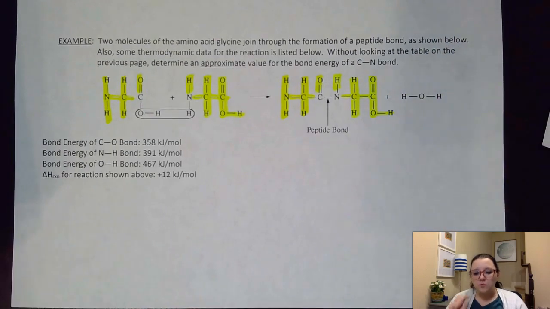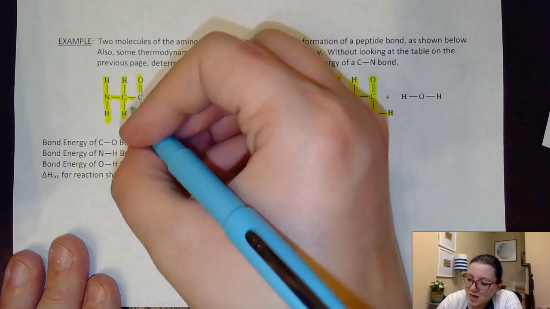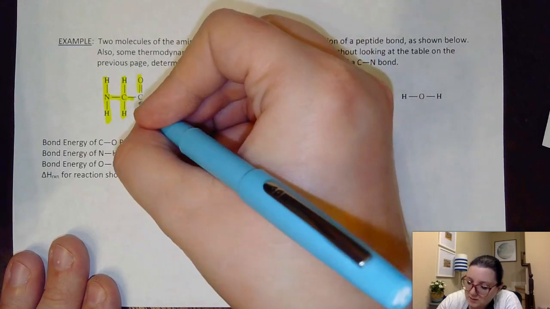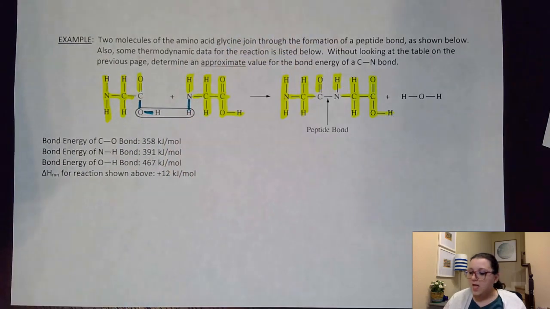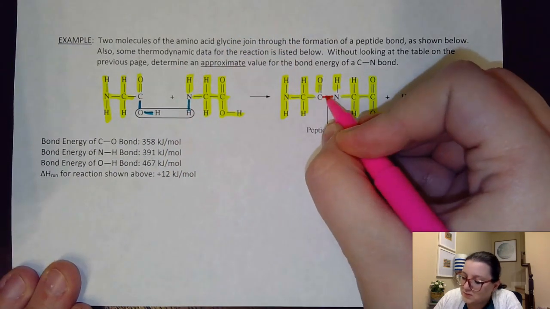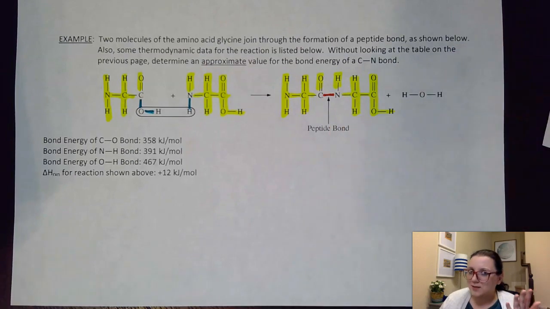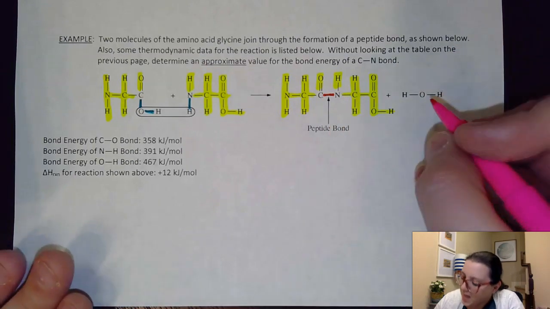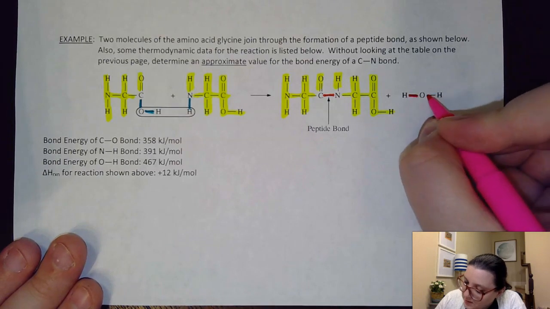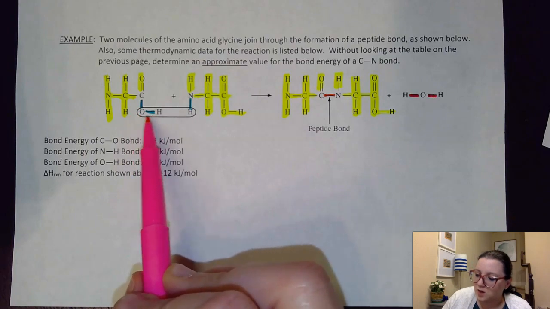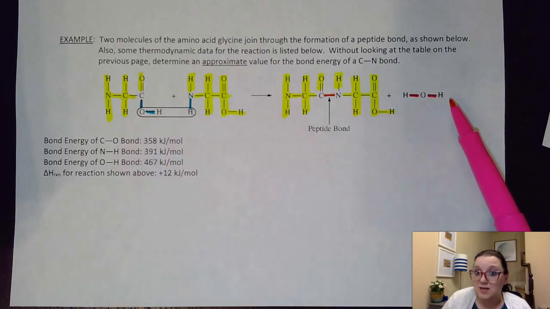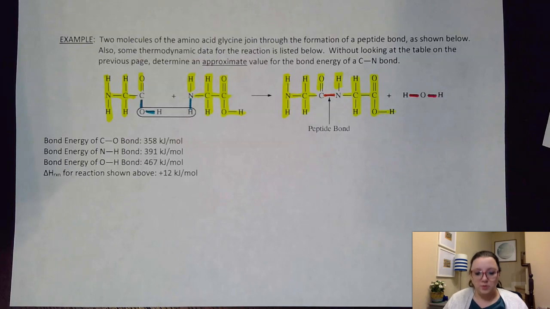So if I really pay attention to the things that specifically changed, I noticed that I had all of these bonds, this guy, and this guy, breaking. And then I ended up forming this peptide bond, which might sound kind of like biology, right? And then I ended up forming the bonds in this water. Some of you might have even gotten really sneaky and realized that one of the OH bonds even remained the same as well. So that would even save your math a little bit more.